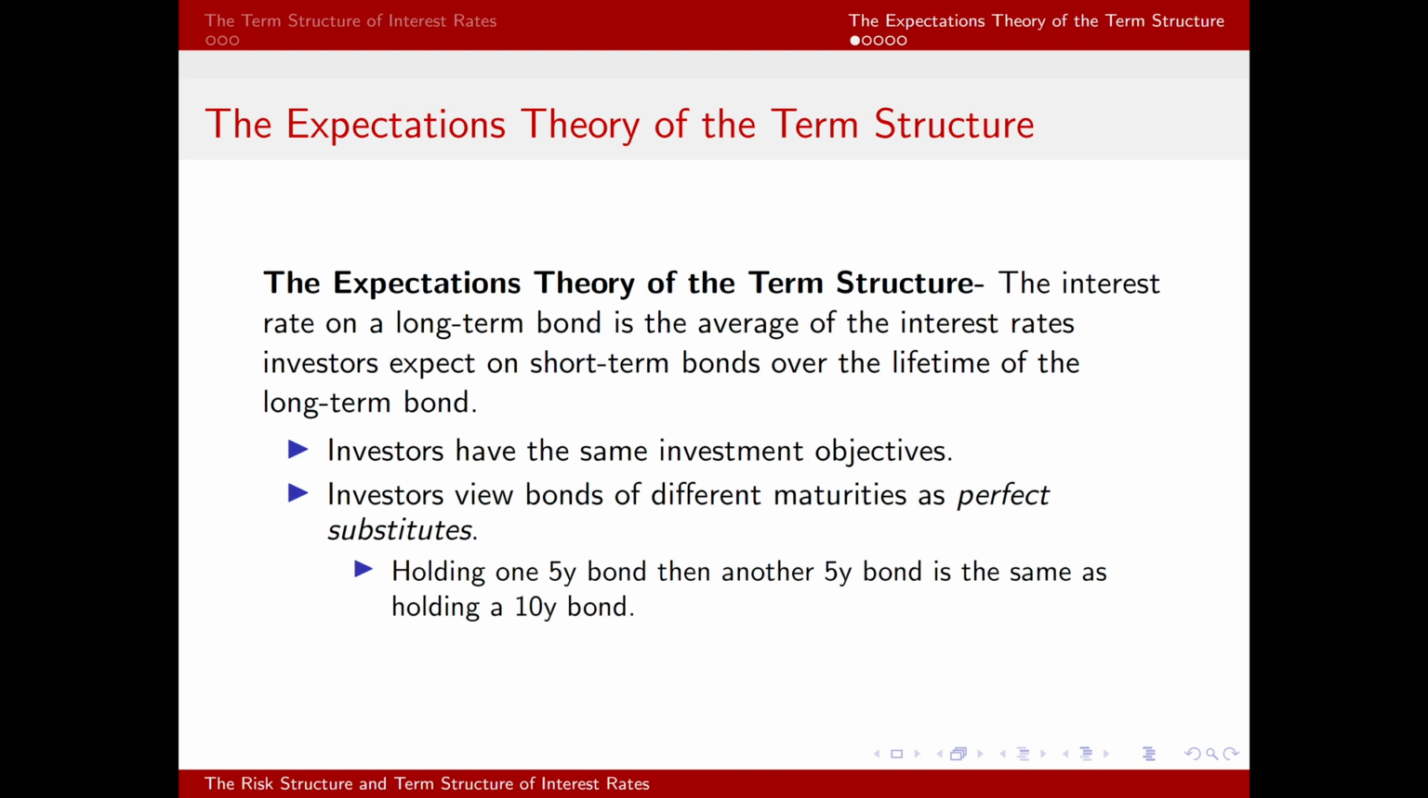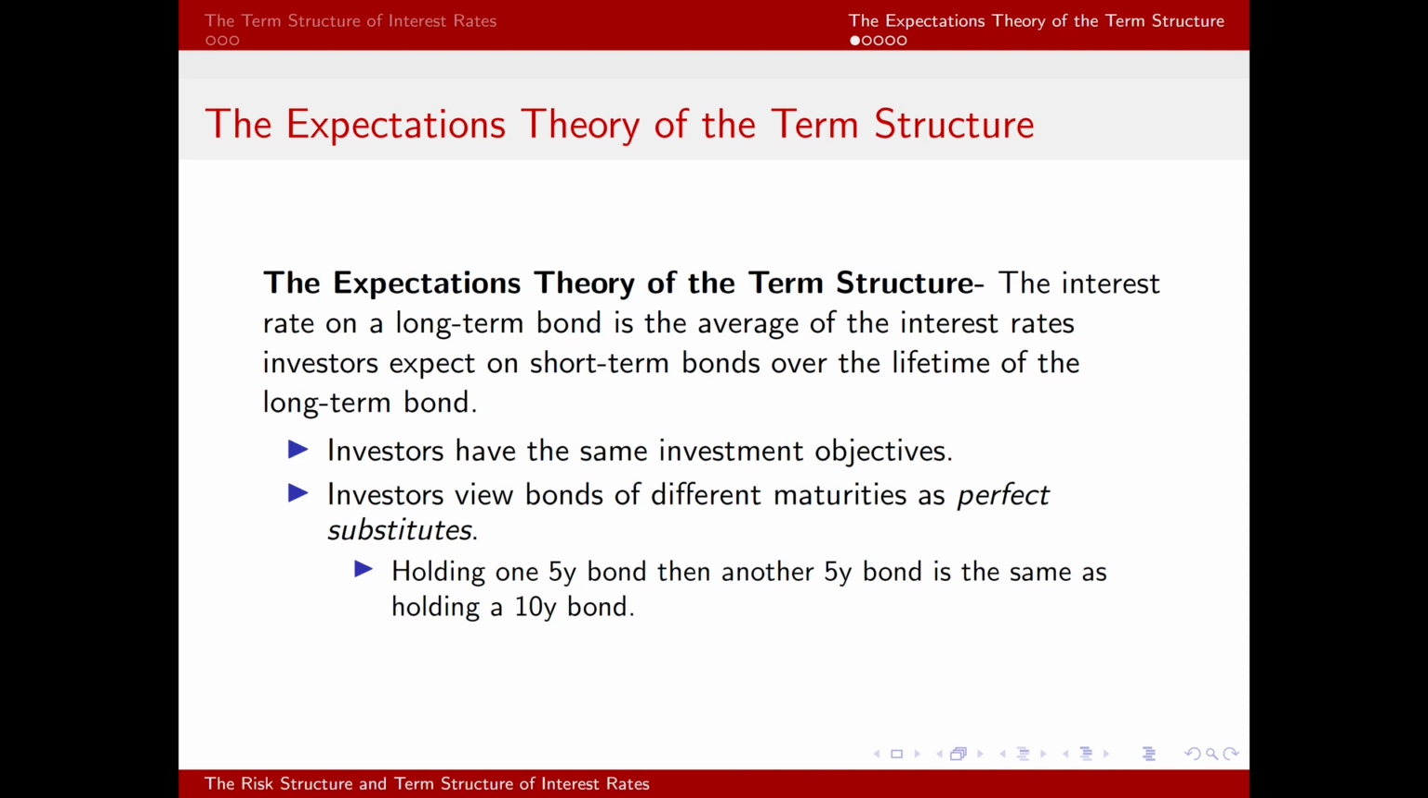And this is a bit of a mouthful, so we're going to walk through it step by step. What this says is that the interest rate on a long-term bond is the average of the interest rates investors expect on short-term bonds over the lifetime of the long-term bond. And there are two considerations that go into this. First, that investors all have the same investment objective, which is to make money. We can talk about risk preferences and wealth, but at the end of the day, regardless of all of that, everybody just wants to make money. Additionally, we need to stylize that investors view bonds with different maturities as perfect substitutes.